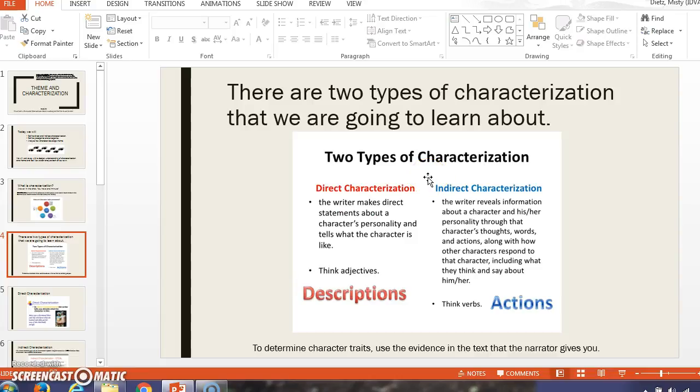Indirect characterization, on the other hand, is a little bit trickier. With indirect characterization, the writer reveals info about a character and his or her personality through the character's thoughts, words, and actions, along with how other characters respond to that character, including what they think and say about him or her. So when it comes to indirect characterization, think verbs and actions. When an author uses indirect characterization, they give you clues about the character. And you have to use those clues to make inferences about who that character is and how their actions define them.